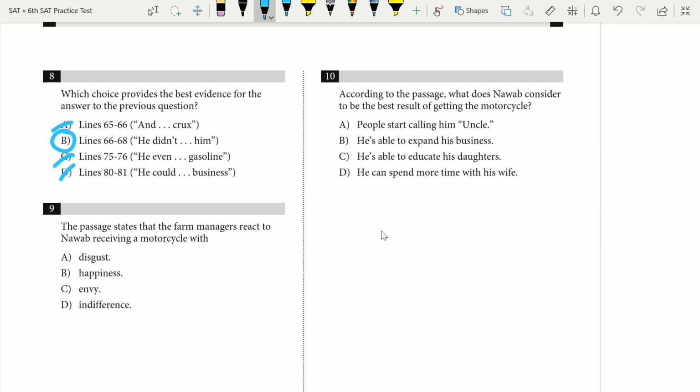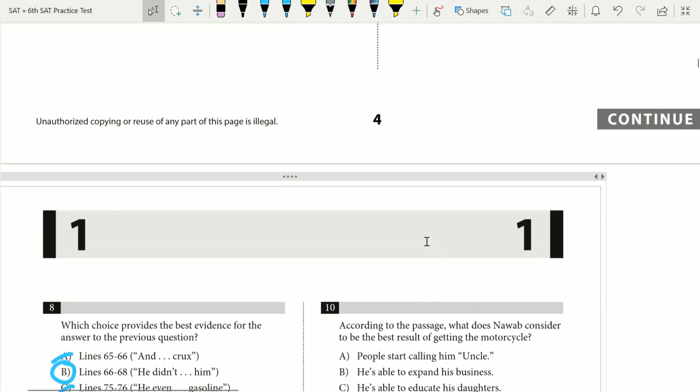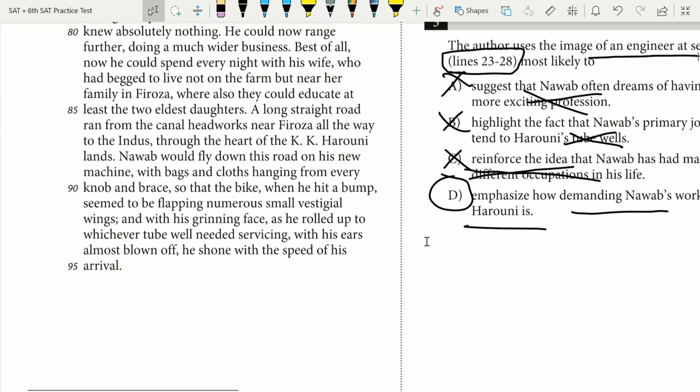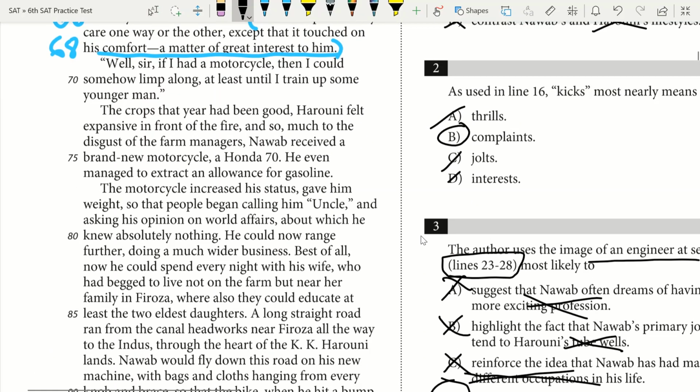All right, question 9, and I'm going to switch back to my black pen because it's thinner. The passage states the farm managers react to Nawab receiving a motorcycle with what? Okay, that's disgust. How did I know that so quickly? Well, I actually recall that it said exactly that word, disgust, and I'll go ahead and find that for you. It's up here. We see that we've got right here. So we've got line 70 through 72 is where it starts.